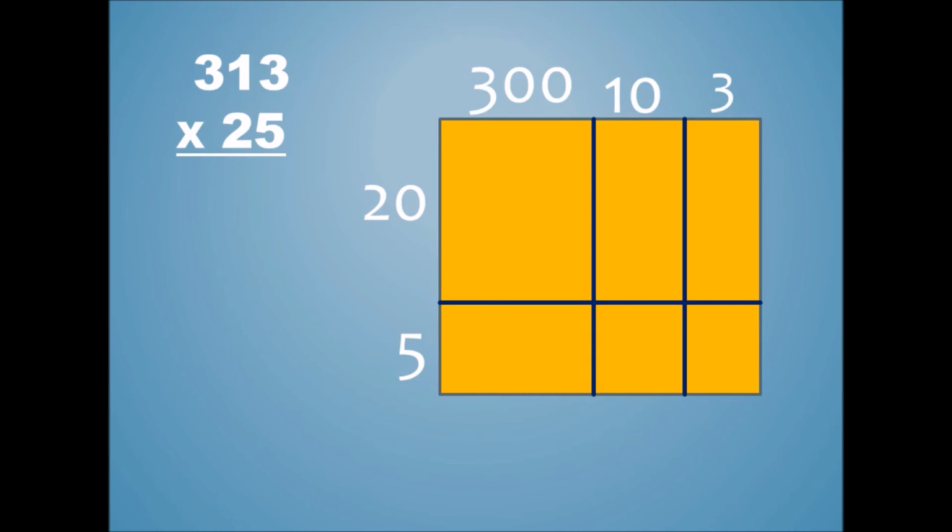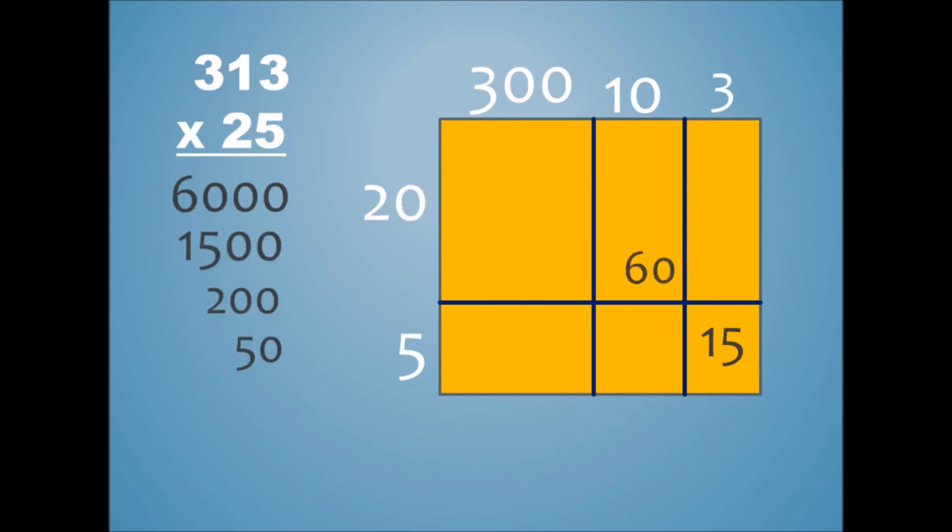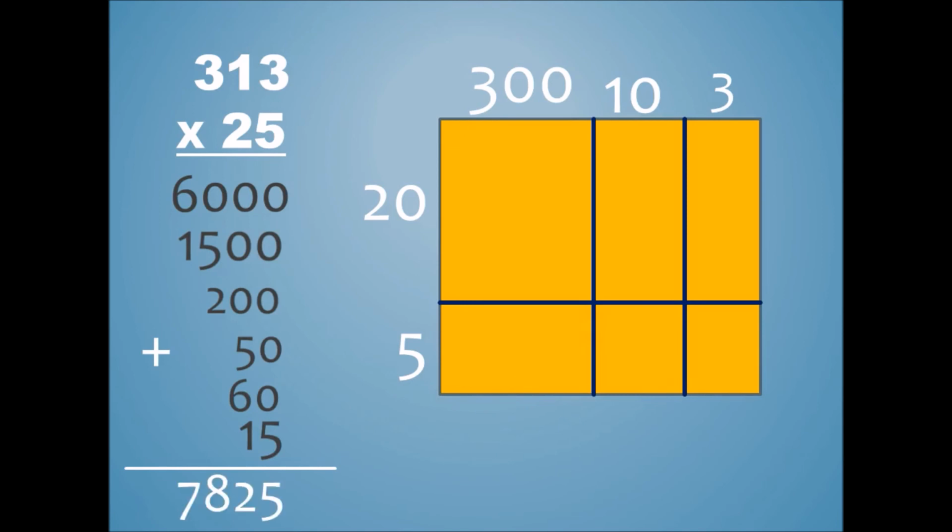All right, let's check your answers. So the 20 times the 300, and then 20 times 10, and 20 times 3. So I'm going to do it in one shot. That's going to give us these answers. So check your answers for that. Okay, so now let's do the next row, which is 5 times 300, and then 5 times 10, and 5 times 3. And that should be these answers right here. Did you get them all? Okay, good. So now if I add them all up, so let's bring them over. All right, if I add them up, we get 7,825.